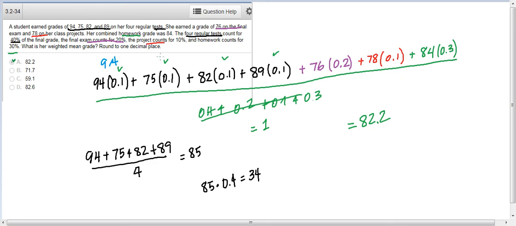And that's the same thing you get if you take these numbers up here. 94 times 0.1 is 9.4. 75 times 0.1 is 7.5. You just move the decimal 1 to the left. And so if you add those 4 blue numbers up, you also get 34. So the 40% portion that is the tests contributes 34 points to the overall grade, no matter how you do it, whether you do it this way or this way. All right, so just to show you a couple of different ways to do that, and that's a weighted average.